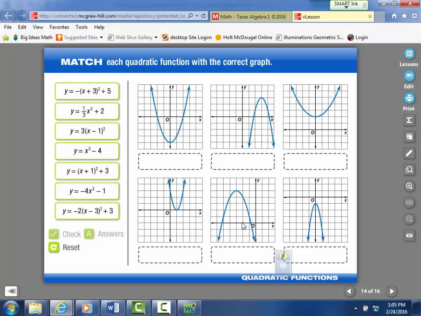Let's see, 1, 2, 3. I'm talking about the vertex moving here. Okay, so that went 3, and then it should be up 5. Let's see, 1, 2, 3, 4, 5. I think, there we go.